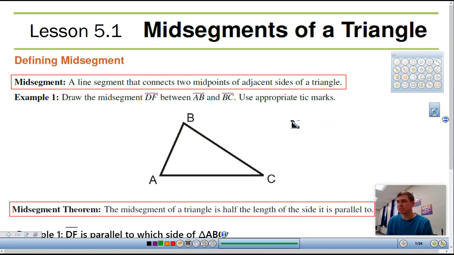Use appropriate tick marks. All right, so we're going to connect the midpoint of side AB. Use the tick marks to indicate that that is the middle. I could have done that more mathematically, but I'm just being a little bit informal here. And then we're going to find the midpoint of segment BC, and we're going to use the tick marks to show that that's the case. And we're going to connect them.